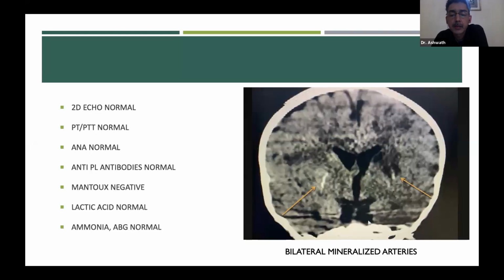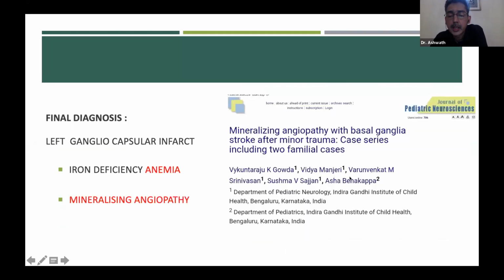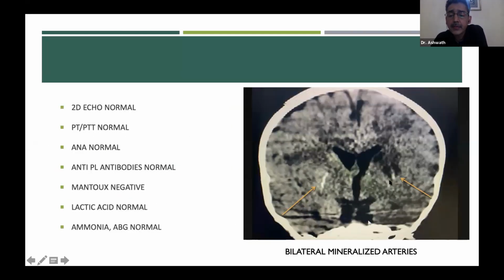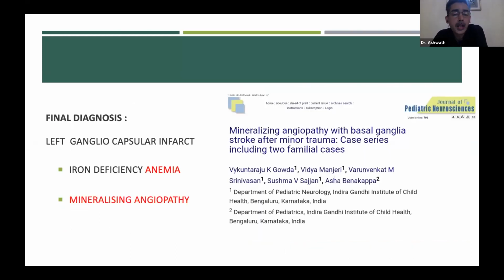And friends, we were surprised to see this entity, which has been recently described in the literature. You can see here bilateral calcification of the lenticulostriate vessels, and this is consistent with a picture of a mineralizing angiopathy. We were quite surprised to know that such an entity exists, but when we actually went through the literature, we found so many case series from India describing this, almost exactly what we saw was also described by other workers. So this was a child who had iron deficiency anemia and mineralizing angiopathy as the cause for her severe acute onset stroke following such a trivial fall.